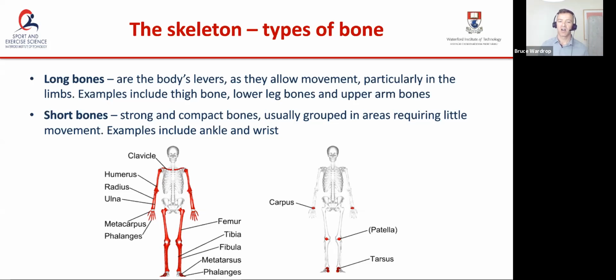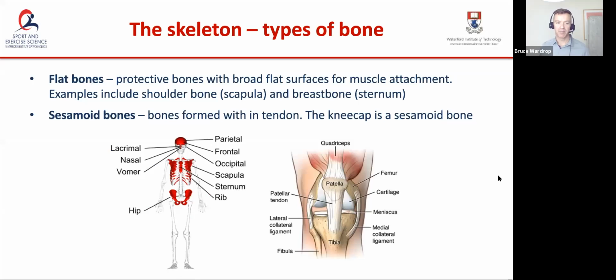These are strong, compact bones, usually grouped together in areas that don't require too much movement. So if you think about your wrist and your ankles, you've got a load of short bones in a small area there. We've got flat bones. These are, again, protective bones with broad surfaces that allow big muscles to attach onto them. So a good example of that is the shoulder blade or your sternum, your breastbone.